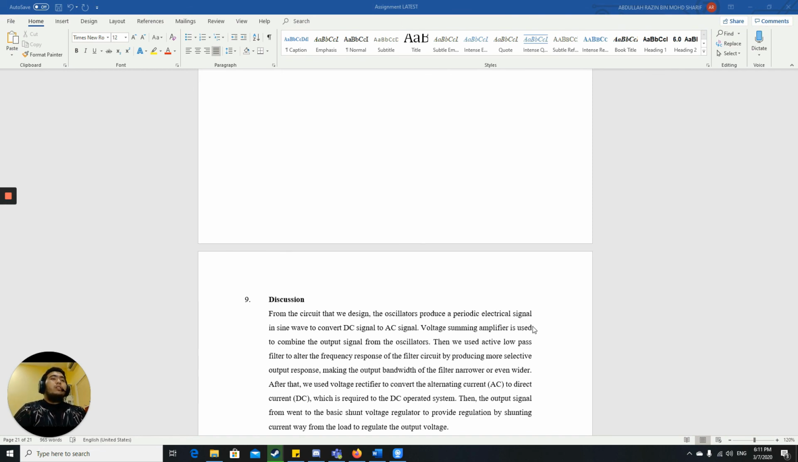After that, we use a rectifier to convert the alternating current AC to direct current DC, which is required by DC operated systems. Then the output signal went to the basic shunt voltage regulator, which provides regulation by shunting current away from the load to regulate the output voltage. That's all. Thank you.